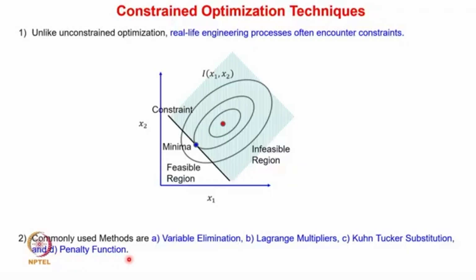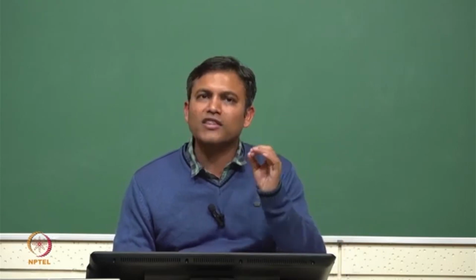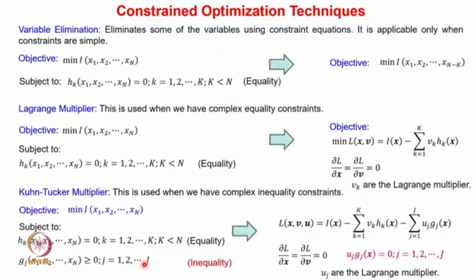The last method is the penalty function. In the penalty function method, instead of doing a mathematical substitution, we calculate the objective function, we also calculate the constraints, and whenever there is a constraint violation, we add a penalty to the objective function. This is the rationale behind this last method. We will look at some discussion along this line, and then we will move to linear programming. Variable elimination, as the name itself suggests, eliminates some of the variables using constraint equations. It is applicable only when constraints are simple.